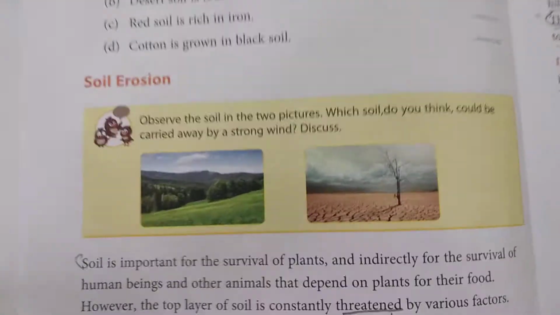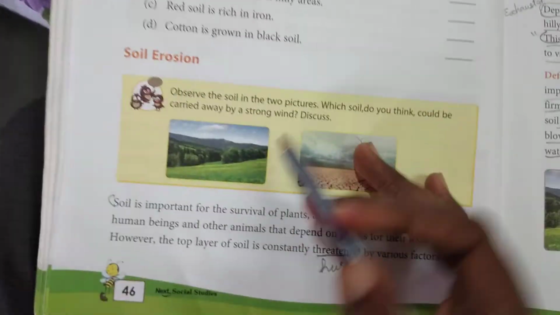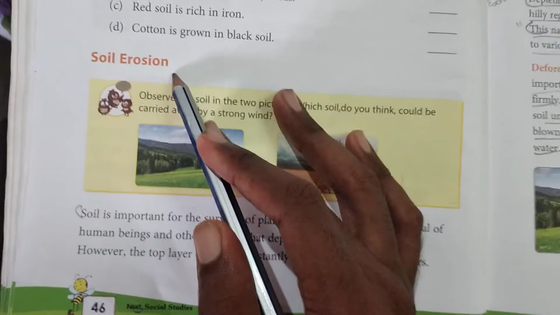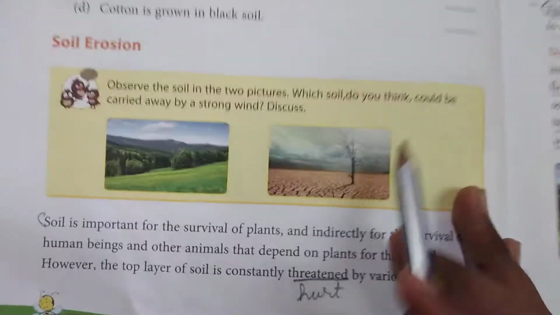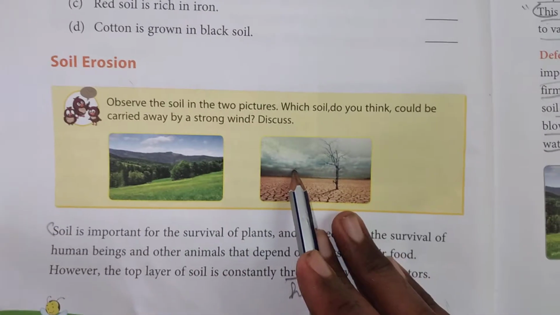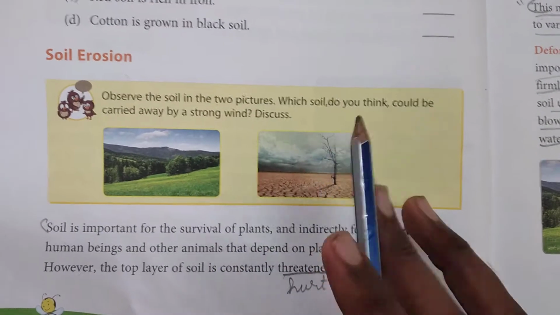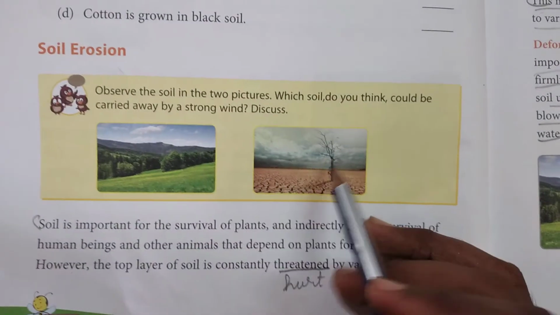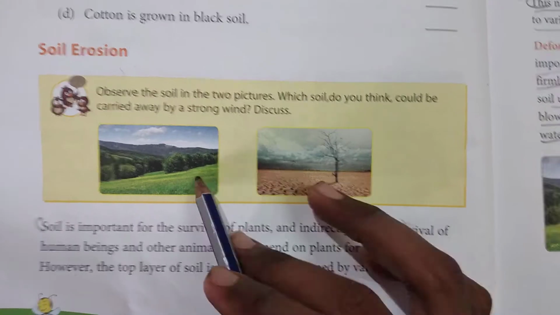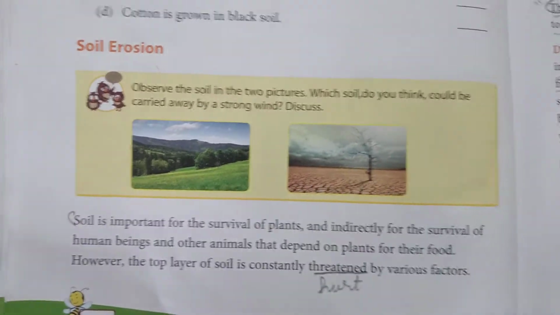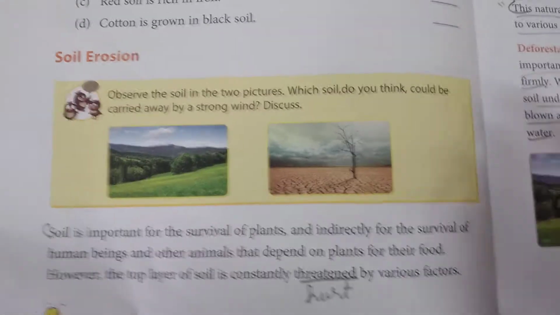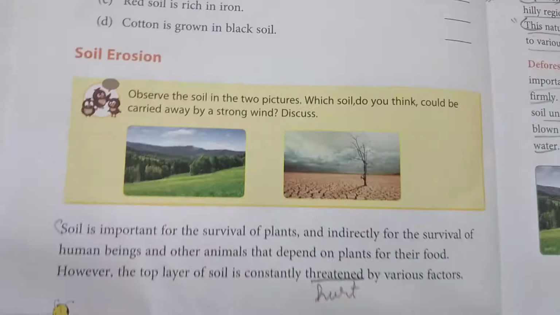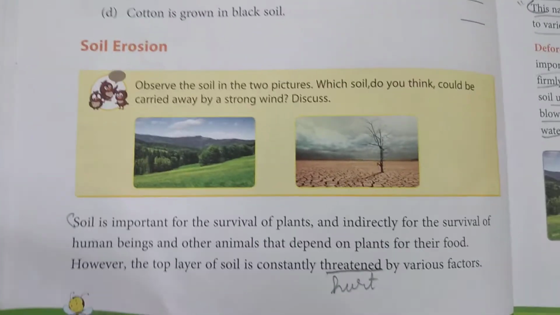Now let's get into another page for today. Another topic is soil erosion. The textbook solutions will be discussed later, in the next video. So the second topic for today is soil erosion. Can you observe these two pictures over here? Which soil among these two could be carried away by strong winds? Meaning, which soil can be blown away by wind? Just think and discuss this matter. When we come to know about this, let's get into the topic. Then only we will understand what this is about.